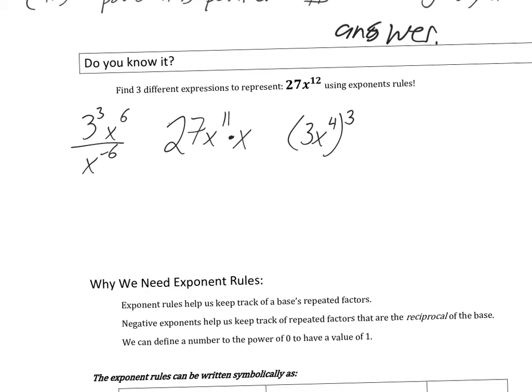Okay, so I came up with just saying, okay, 27, I can just leave it the way that it was. X to the 11th times just a plain x, I would add those two together, so 11 plus 1 is 12. And then 3x to the 4th, I'm just putting that 3 with everything. So I would have 3 to the 3rd, x to the 4 times 3 is 12.